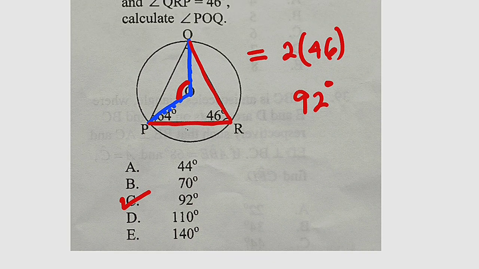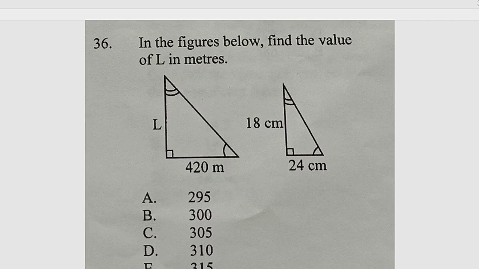Now let us move on to question number 36. Question number 36, we are given two similar triangles. We have the bigger one and the smaller one. And we're asked to find the measure of the side length L on the bigger triangle. So what you should remember is that the ratio of the side lengths of these triangles is always the same. So we can take the side length here, which is the opposite side, which is L. We divide by the adjacent side, which is 420. This must be equivalent to 18 divided by 24.